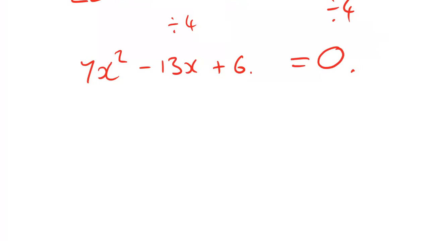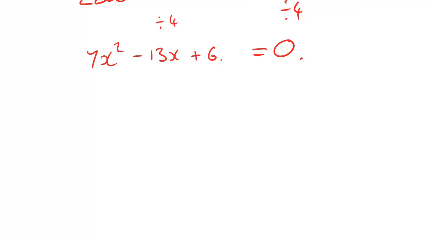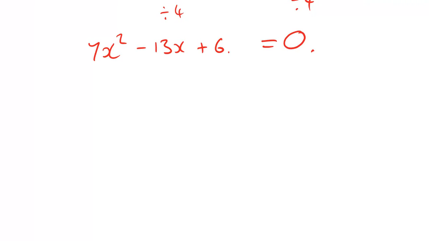Okay, now from this point, I'm not sure if I can factorize this or not, so I'll play it safe. I'm going to solve this with the quadratic formula. So a is 7, b is minus 13, c is 6.